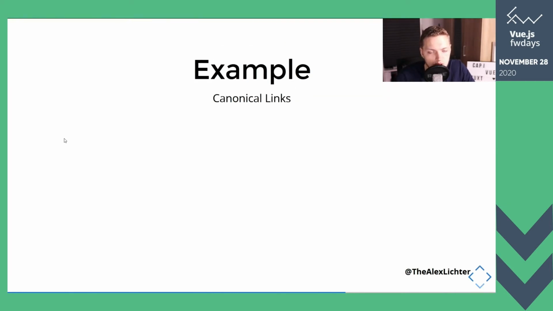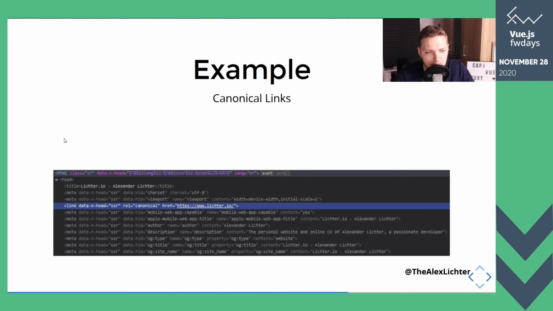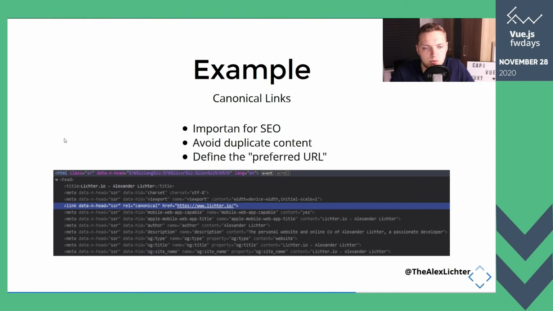So if you don't know what canonical links are, no worries. This is this part here, just taken from my personal site, which is basically just a link to the site, but a special one. It is more or less important for SEO. It is there to avoid duplicate content and also to define what is the preferred URL or the master copy of your page. I talked a bit about SEO in Vue, where I explained it more in depth. Feel free to check that out. But yeah, let's start with the implementation.